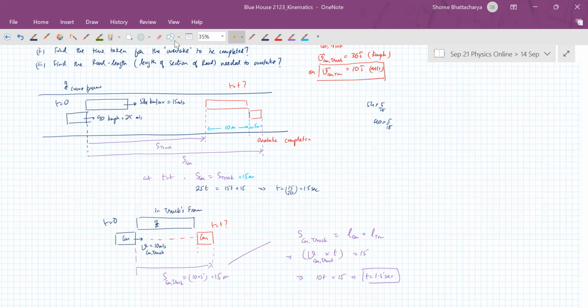Sir, in the third, do we have to consider the length of the car while it was behind the truck too? No, it is the time taken for the overtake to be completed. For road length, it's a different matter. But for the second part, we are considering the time taken for the overtake to be completed. So in that, we have to consider what is the displacement of the car. Understood? So the displacement of the car, you can also consider like this, from this to this. This is also the displacement of the car, in this case with respect to the truck.